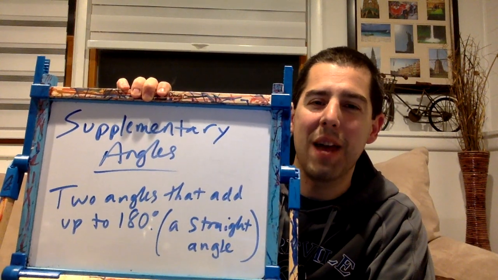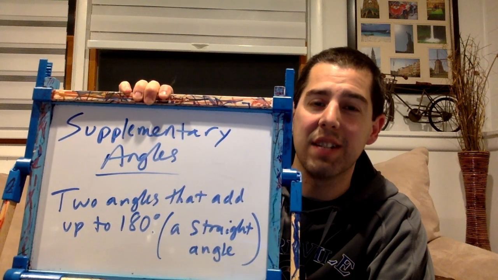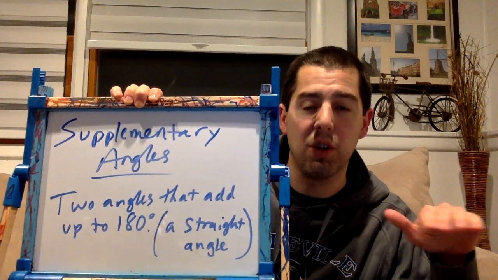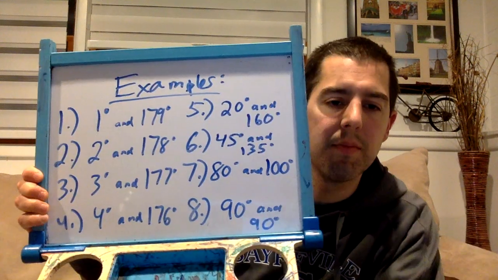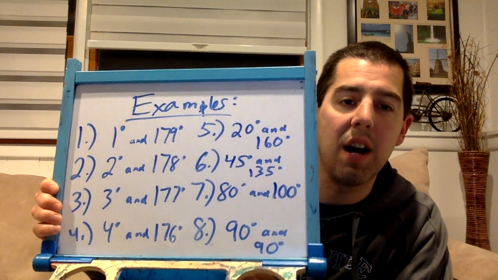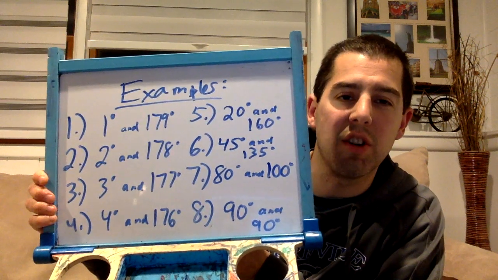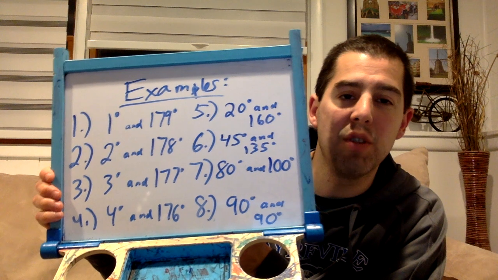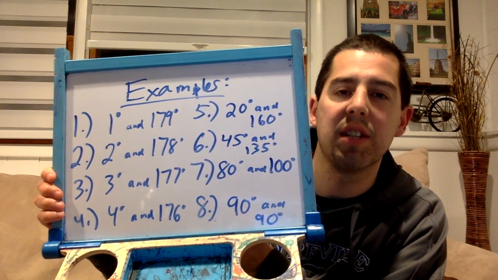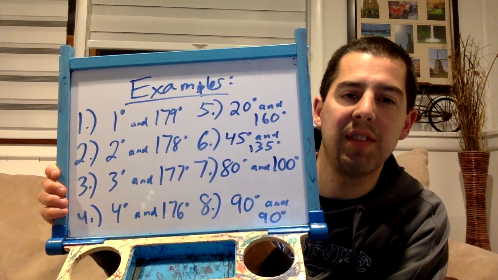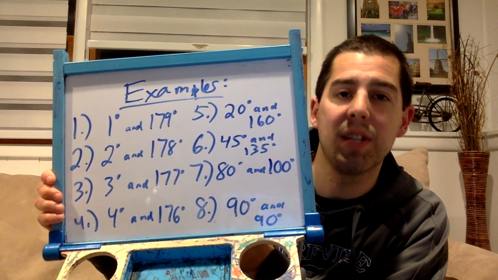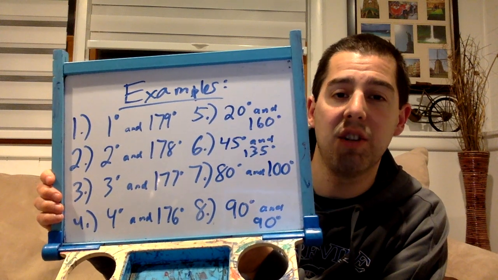Supplementary angles are two angles that add up to 180 degrees. A 180-degree angle is a straight angle, which is just a straight line. Some examples are 1 degree and 179 degrees, 2 and 178 degrees, 3 degrees and 177 degrees, 4 degrees and 176 degrees. They're all supplementary angles because they're two angles that add up to 180 degrees.